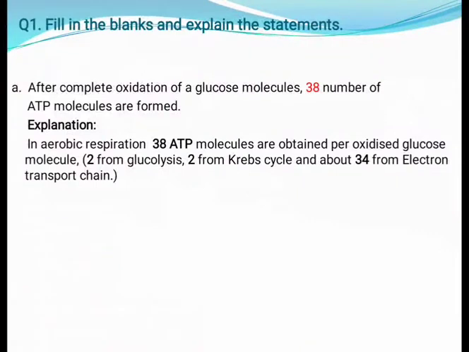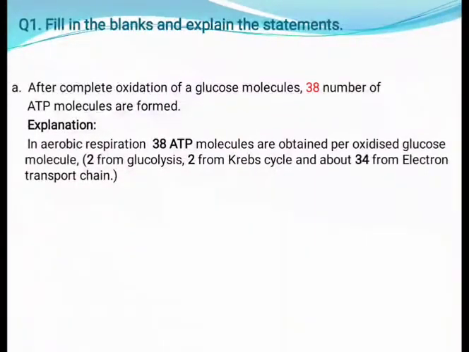First, after complete oxidation of a glucose molecule, dash number of ATP molecules are formed. Answer is 38 ATP molecules. Explanation. In aerobic respiration, 38 ATP molecules are obtained per oxidized glucose molecule. That is 2 from glycolysis, 2 from the Krebs cycle, and about 34 ATP molecules from the electron transport chain.